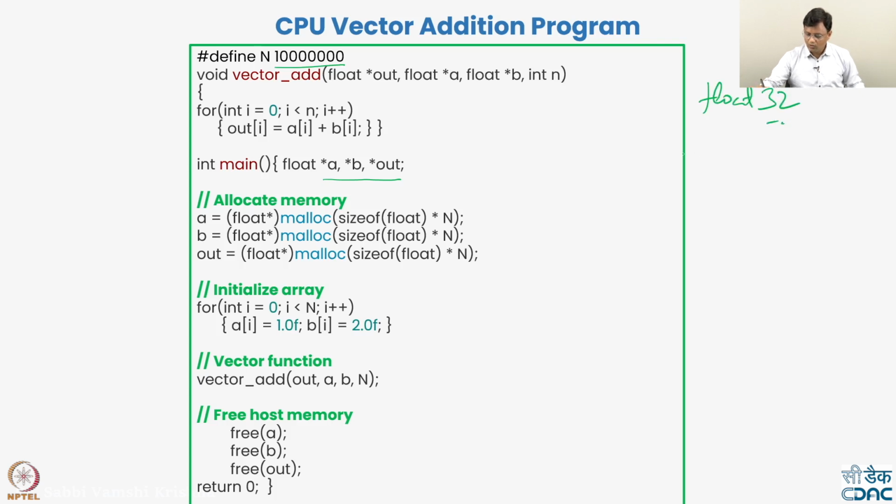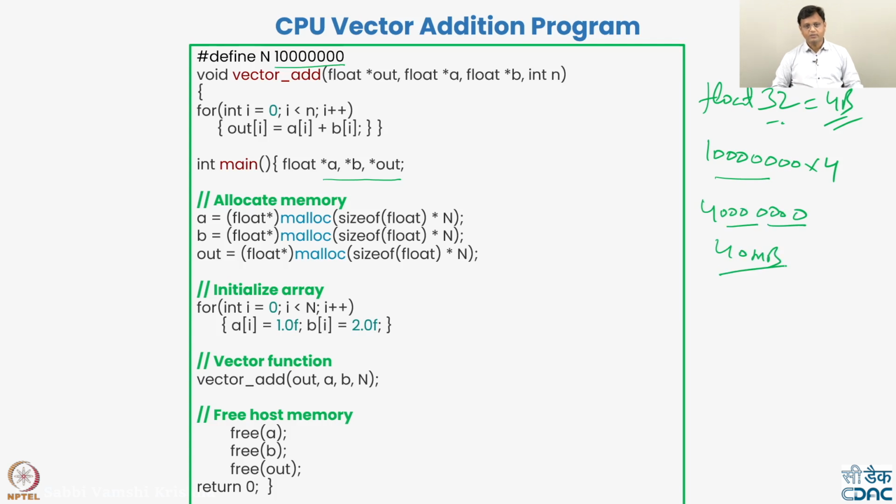I am just considering that it is a float 32. So, size of the element means how much memory is to be reserved. This is going to be this number into 4, because each float 32 will take 4 bytes of space. So, we have N this many elements, and this much space is required. If you count it roughly, it is 40 MB of space required to store one array.